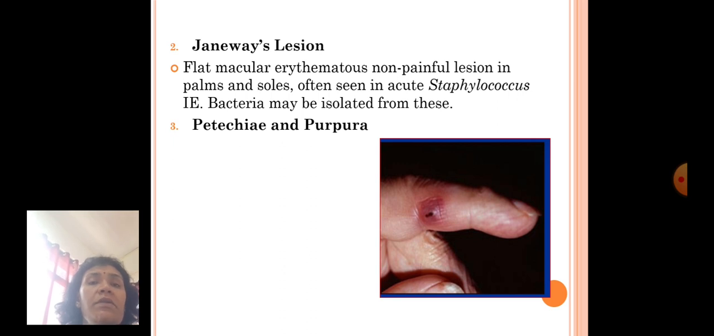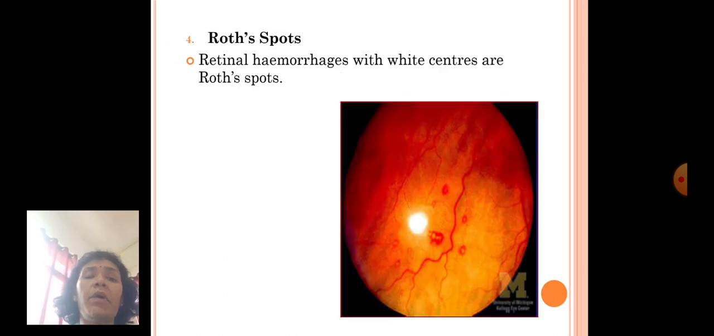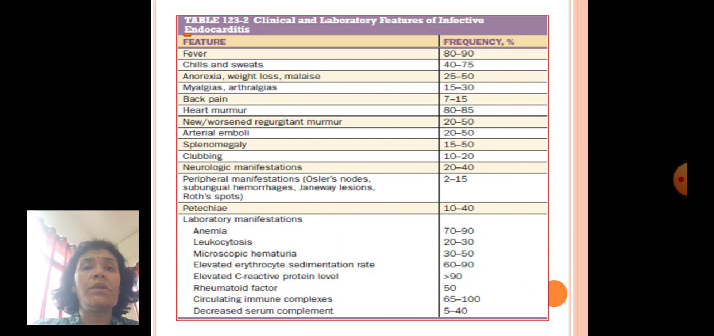Then Janeway's lesions. These are flat, macular, erythematous, non-painful lesions, especially seen on the palms and soles, and they are often seen in cases of Staphylococcal infective endocarditis, and the bacteria can be isolated from these lesions. Petechiae and purpura can be seen. Roth spots. Roth spots are retinal hemorrhages with white centers.